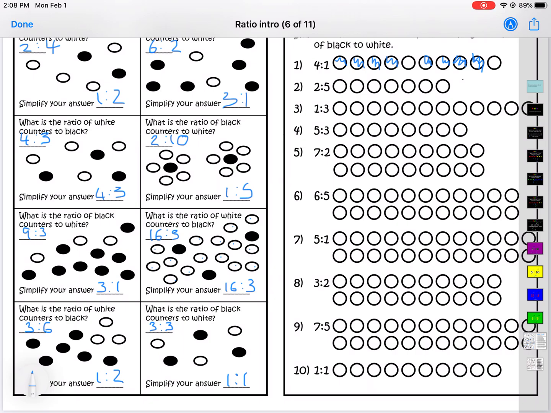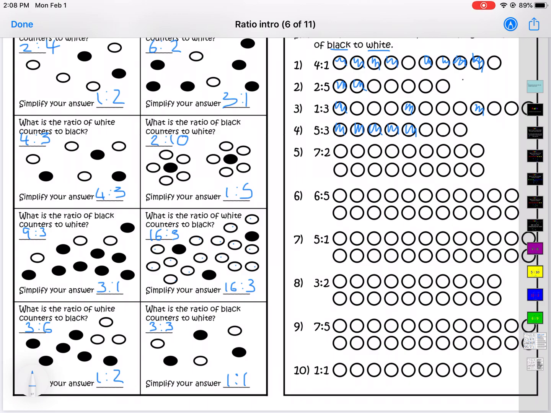There are 8 coloured ones and there are 2 whites. If we were to simplify that ratio, we'd get down to 4 to 1. All of these ratios are black to white, so I'll be using blue, so coloured to white really. The next one, 2 colours and 5 whites, just count them, make sure they're okay. 1 coloured and 3 whites, so 1 coloured, 1, 2, 3 whites, 1 coloured, 3 whites, 1 coloured and 3 whites on the end. 5 to 3, so 5 coloured.